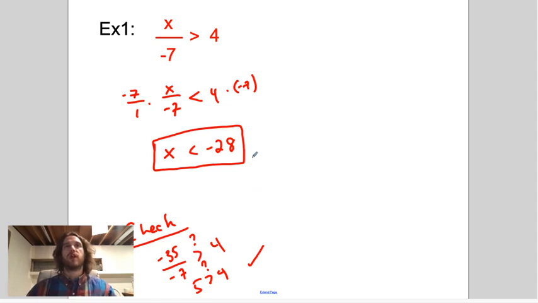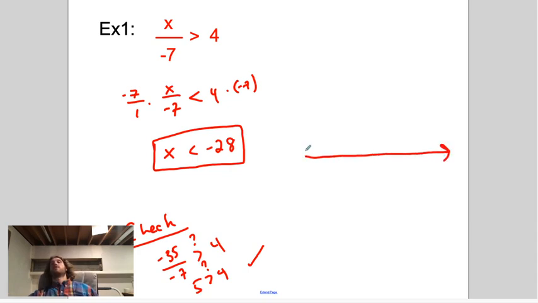Our solutions are correct. We can plug them in and check. How many numbers make this true? Anything less than -28. So -29, -28.5, all of those things are going to work. The closer you get to -28, the closer this number gets to -28. Perfect.